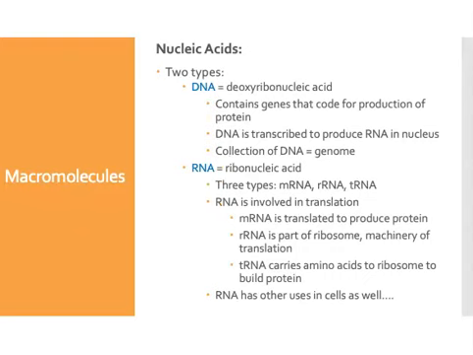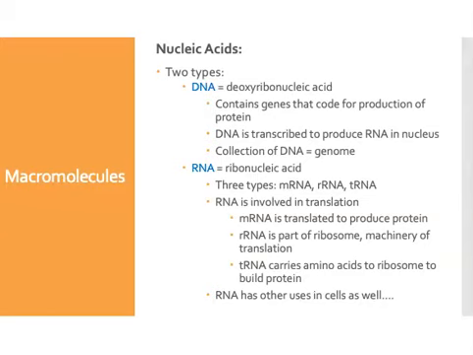And finally, we have the nucleic acids. Remember, there are two types of nucleic acid in cells. Those include DNA and RNA. DNA, or deoxyribonucleic acid, is the type of nucleic acid that contains genes, and it's the genes that code for the production of protein in our cells.